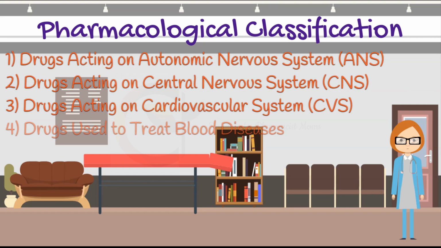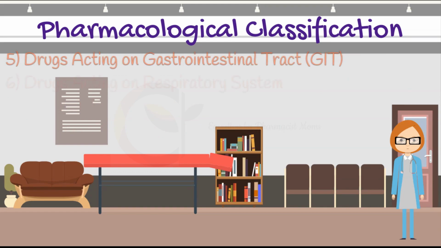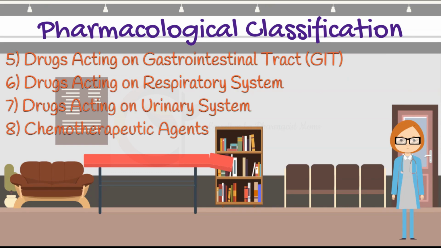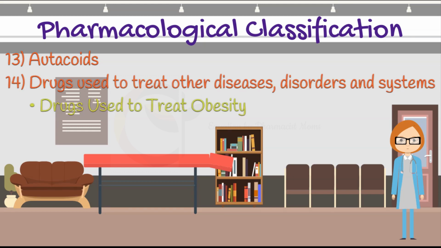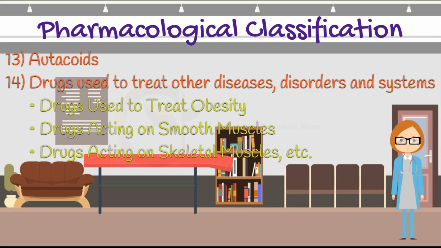Pharmacological classification includes drugs acting on autonomic nervous system or ANS, drugs acting on central nervous system or CNS, drugs acting on cardiovascular system or CVS, drugs used to treat blood diseases, drugs acting on gastrointestinal tract or GIT, drugs acting on respiratory system, drugs acting on urinary system, chemotherapeutic agents, drugs used to treat inflammation and pyrexia, immunomodulators, drugs used to treat hormonal disorders, dermatological agents, autocoids, drugs used to treat other diseases, disorders, and systems, such as drugs used to treat obesity, drugs acting on smooth muscles, drugs acting on skeletal muscles, etc. We will discuss the pharmacological classes of drugs in detail in our next videos.